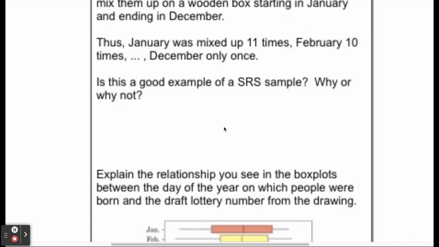And so the question is, is this a good example of an SRS? Why or why not? Now, at first, again, everything was randomized. So it seems good to go so far. But the detail right here that January was mixed up 11 times, but December was only mixed up once, indicates that December was not as mixed in as well as, let's say, January. It is to say that November was not as well mixed in as was February. Okay, and so the months that were in the later of the year had a higher chance of being selected.